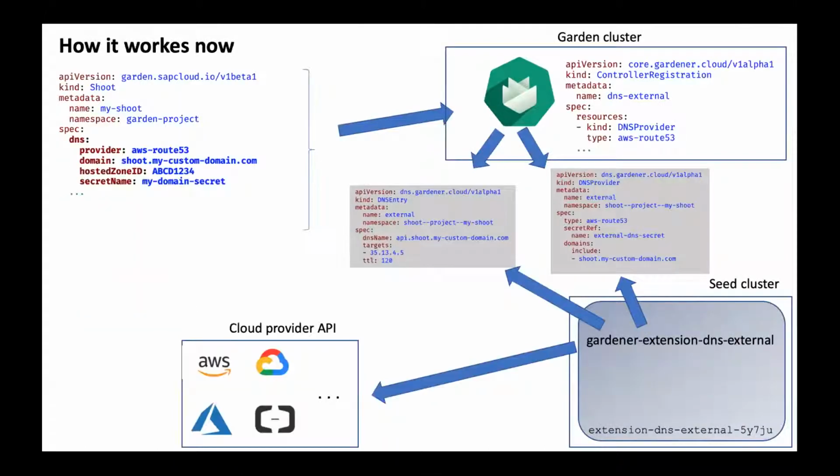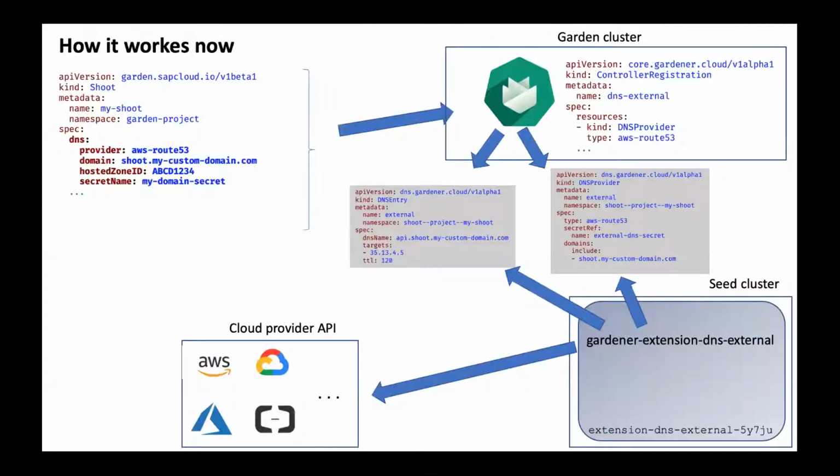And yeah, the same basically applies when the user has specified his own domain. In the end, just another secret is used, and the configuration is coming not from the default domain secret, but directly from the shoot. But in the seed, the picture is exactly the same.